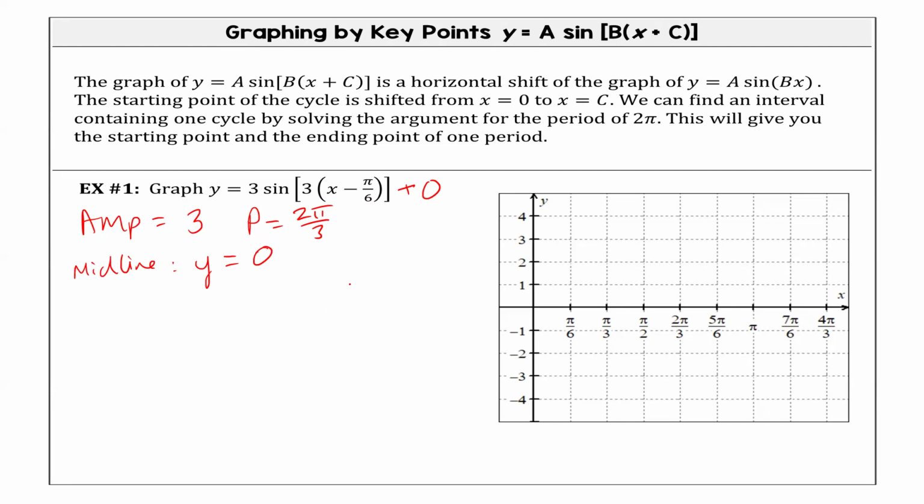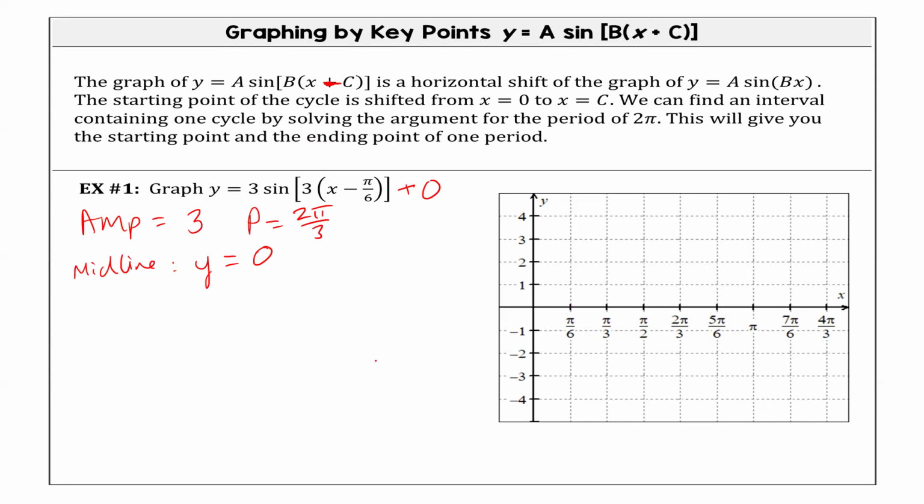Where do I start? Remember, x's are liars. I'm starting at pi over 6. So now I'm starting at pi over 6. It's always minus C. It's going to end up being a minus. It's going to be at pi over 6, like you're adding pi over 6. You're starting. So now we know we're starting at pi over 6.